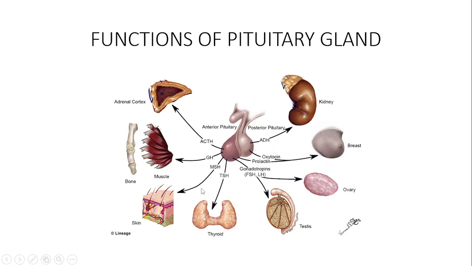Beta lipotrophins are not represented here, but remember, beta lipotrophins stimulate melanocytes to produce melanin. They are not represented here because in the past they were thought not to have function, but recent studies have produced evidence that beta lipotrophins may have functions. They stimulate melanocytes to produce melanin. So they may have effects on the skin.